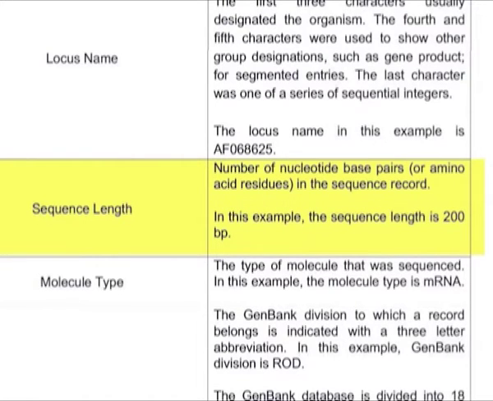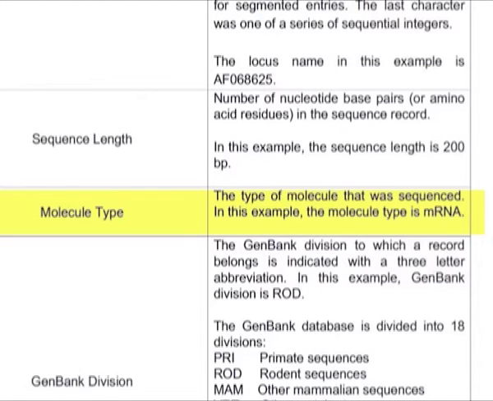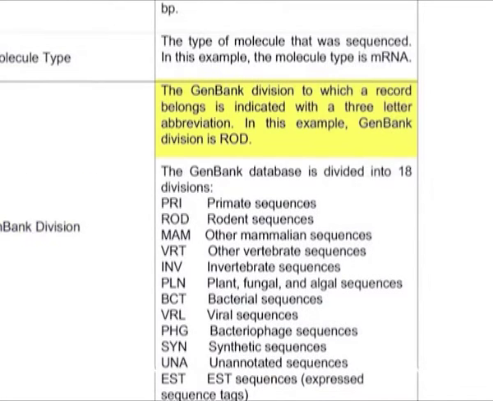It is the number of nucleotide base pairs or amino acid residues in the sequence record. In this example, the sequence length is 200 base pairs. Molecule type. The type of molecule that was sequenced in this example is mRNA. Genbank division. The Genbank division to which a record belongs is indicated with a 3-letter abbreviation. In this example, Genbank division is ROD.